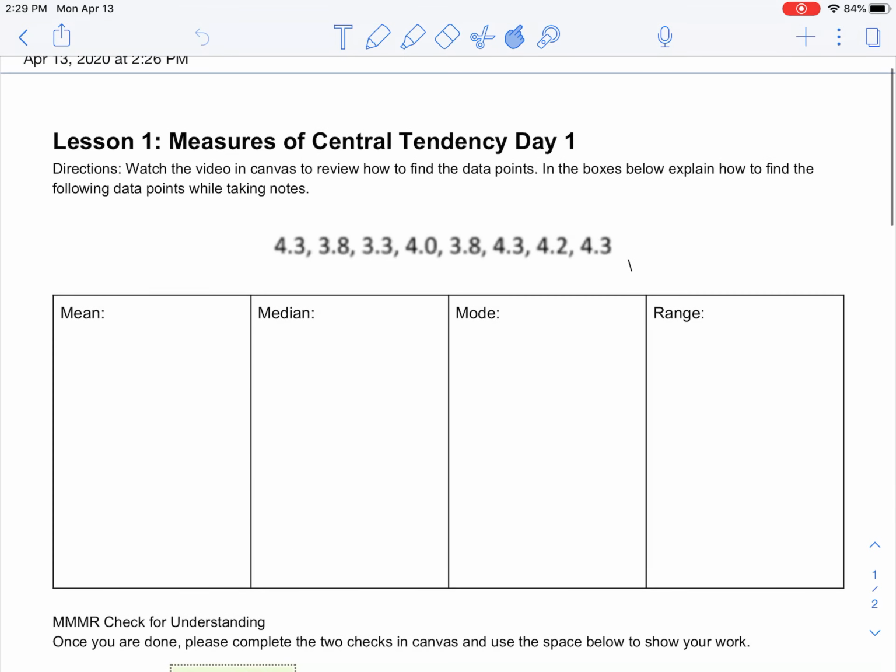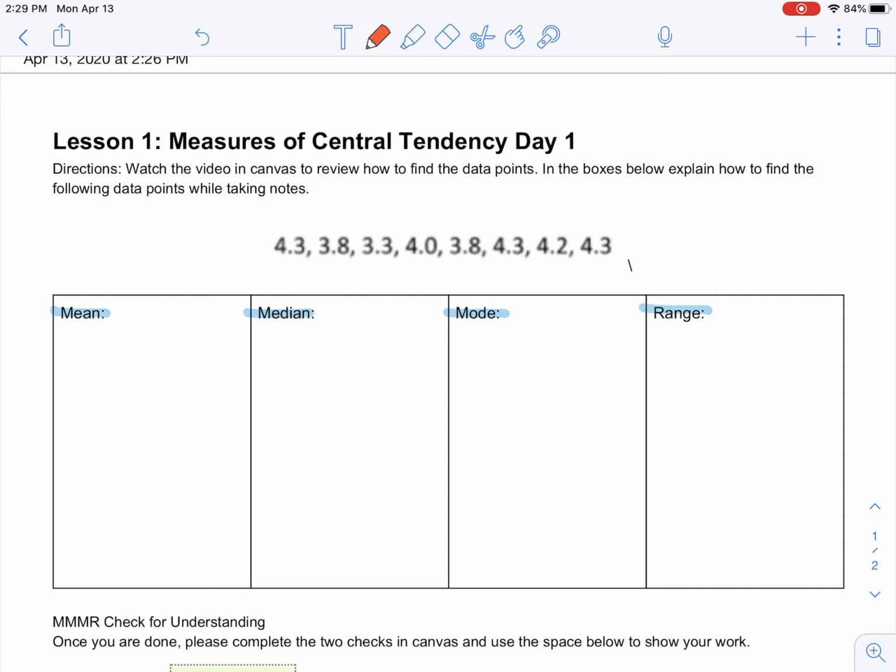So here we go, taking a look at this set of data. We have 4.3, 3.8, 3.3, 4, 3.8, 4.3, 4.2, and 4.3. When we talk about the mean, you are going to put these numbers all together and divide to find their average. But when I'm working with all 4 of these, mean, median, mode, and range, the very first thing I like to do is put them in order from least to greatest, because that's going to help me find 2 other of my data points.